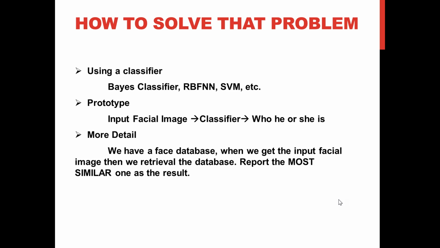So next, let's see how to solve that problem, because it is a pattern recognition problem. There is a branch of classifiers we can choose. They are Bayes classifier, RBF networks, and support vector machines, etc. And the prototype of this system is very simple. Suppose you have a classifier, you input a facial image as input, and the output is who he or she is.